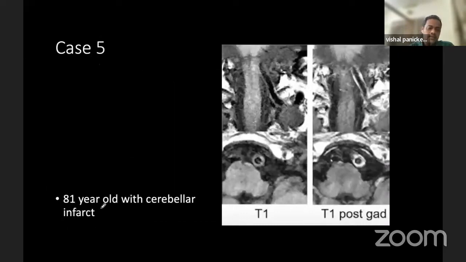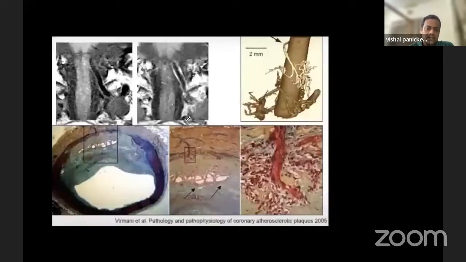This is an 81-year-old female with a cerebellar infarct, and there is a uniform enhancement of the vessel wall with post-gadolinium enhancement. This vessel wall is linearly enhanced. Is it a vasculitis? Actually, this is not vasculitis.